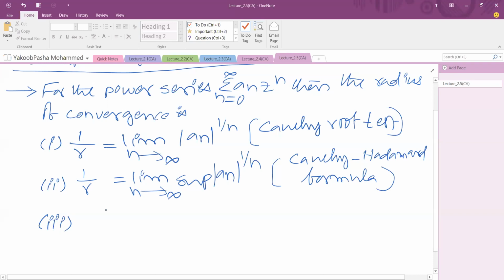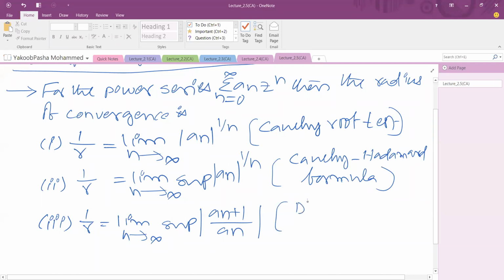Now the third one: 1/R is equal to the limit as n tends to infinity supremum of a_(n+1) divided by a_n. This is called D'Alembert's ratio test. Here we are taking a ratio, that's why it is called the ratio test. In the other, it is the nth root, that's why it is called the root test.